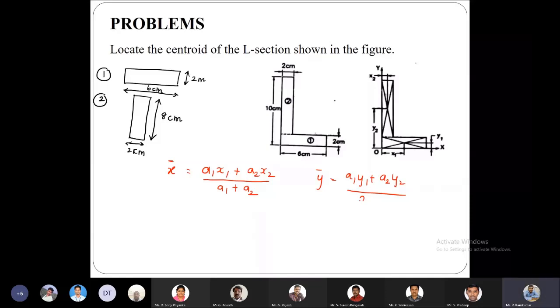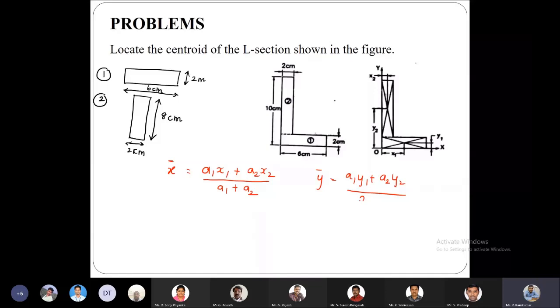For A1, length into breadth, we get 12 centimeters square. Sorry, it is in centimeters square. And for A2, we get the value as 16 centimeters square. And then the next thing is we need to find the value of x1 and x2, and then y1 and y2.